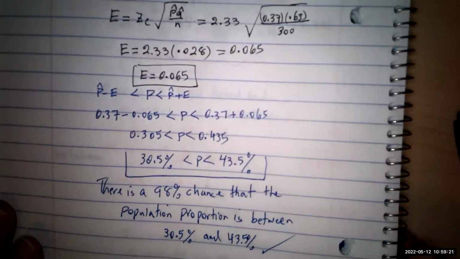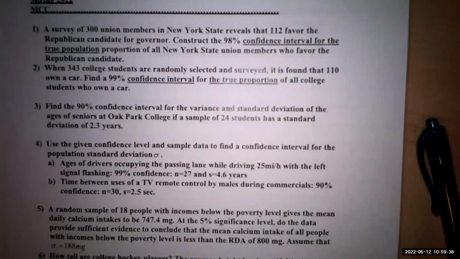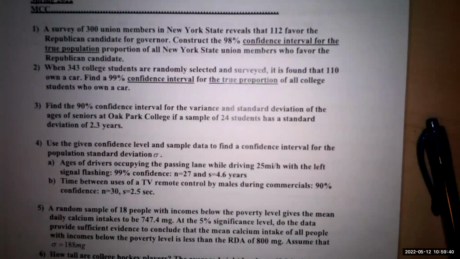Are you ready? So let's quickly give you the solution to number two as well. It's the same topic, the confidence interval for the proportion. So this is going to be number two. So let's see the problem that I wrote down for you. We have 343 college students. We check and we find out that out of this group, 110 own a car. Okay, so 110 out of 343 have their own car.